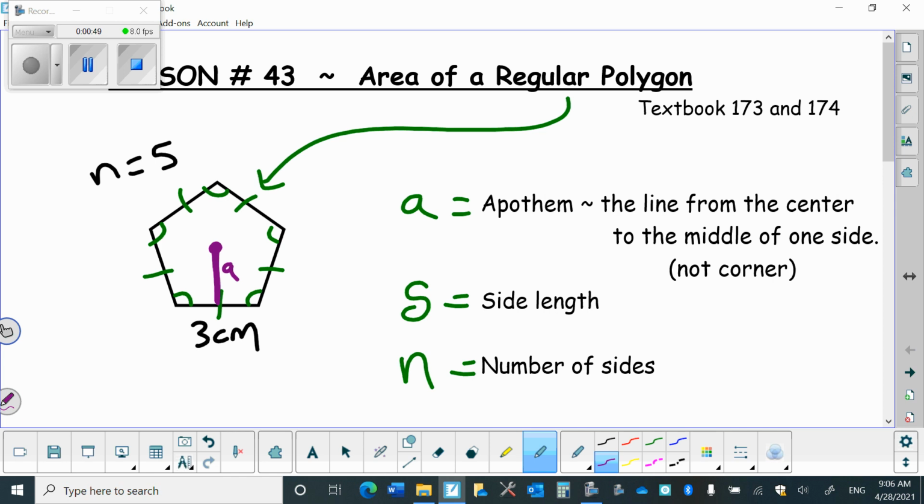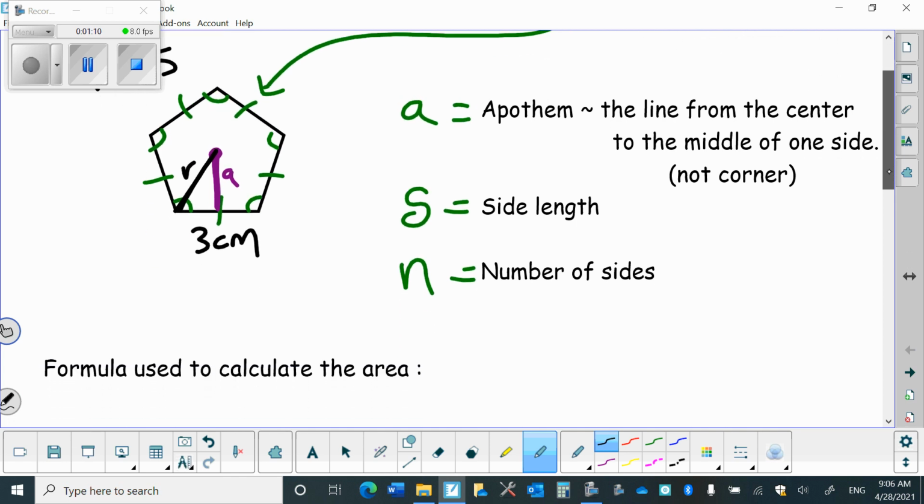It's almost like an imaginary height. It is not the radius. This to the corner would be your radius, so your radius is a little bit longer than the apothem. So you have to know the little a, the s, and the n, because that actually builds on to your formula.